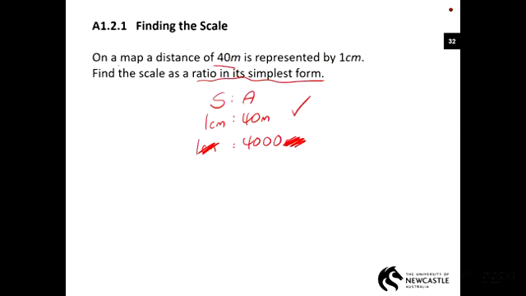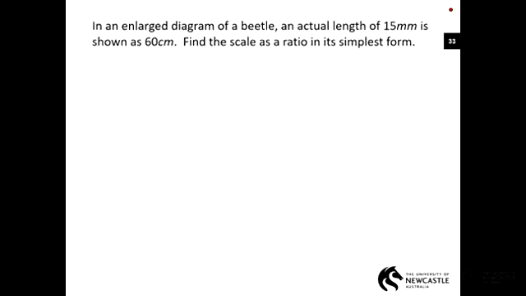Okay, so as long as we've got our resource sheet, another one. In an enlarged diagram of a beetle, actual length of 15 millimetres is shown as 60 centimetres. So first I'm going, all right, we've got a unit change. Scales ratio in its simplest form, same question, but it's the other direction. That map was a 1 to 4,000. Scale to actual.